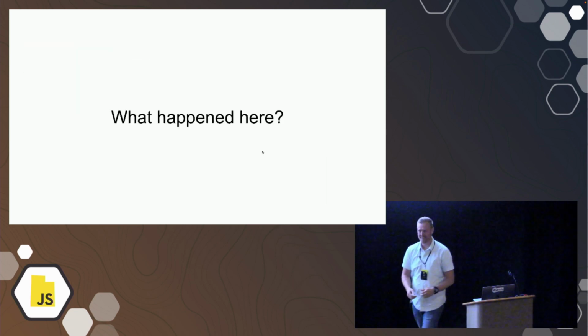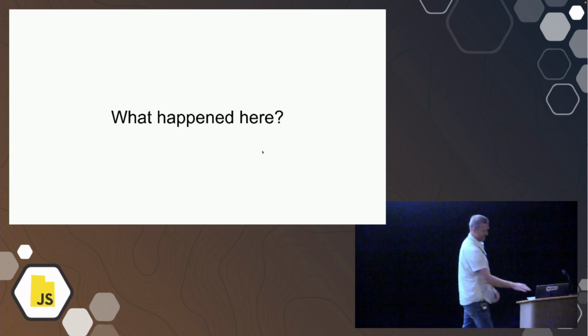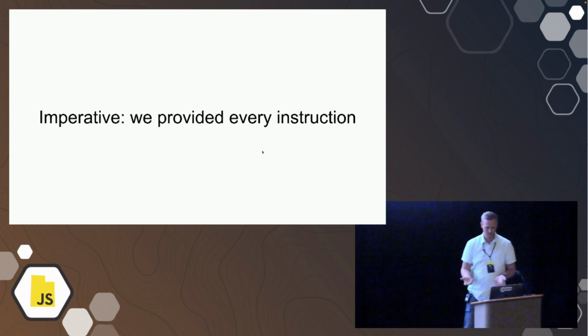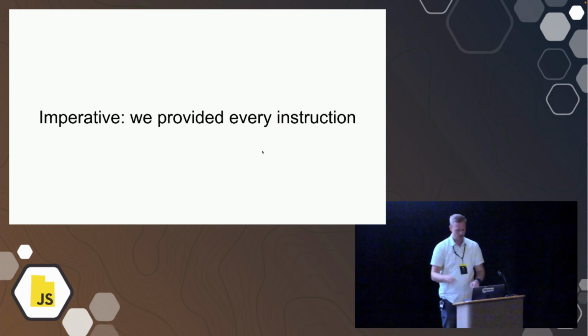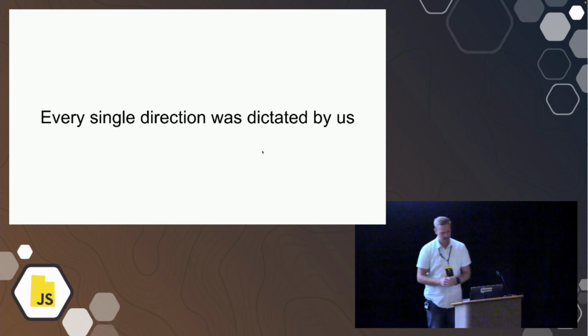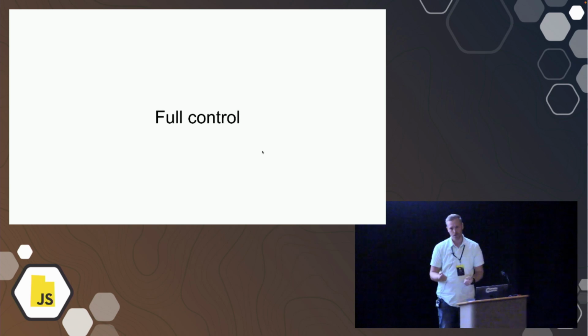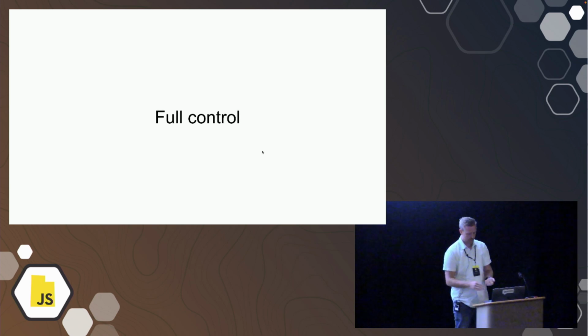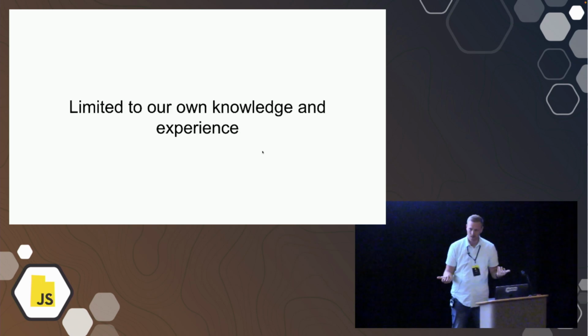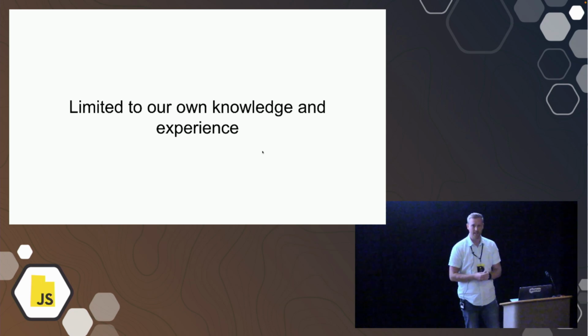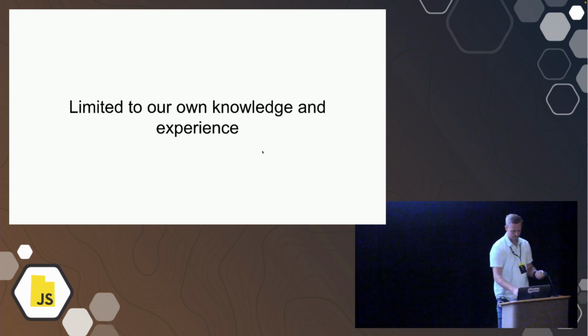Now, let's talk about what happened here. So in the imperative example, we provided every instruction. Every single direction was dictated by us. We had full control, which can be useful at times. But we were also limited to our own knowledge and experience with this area.